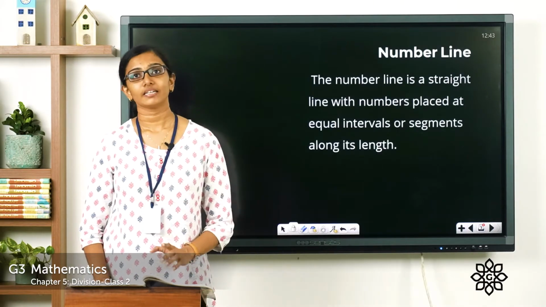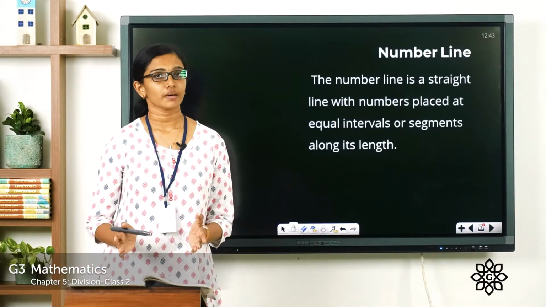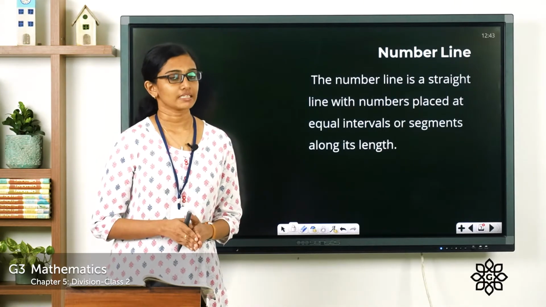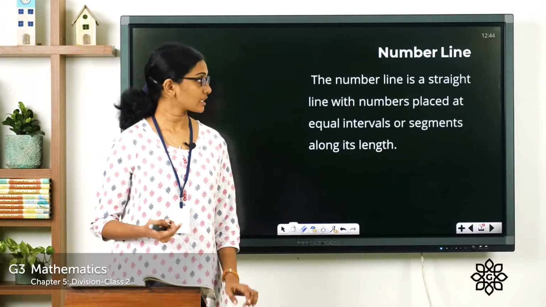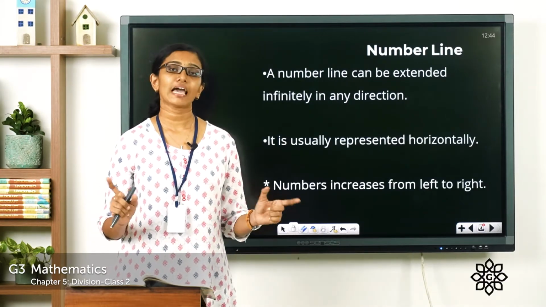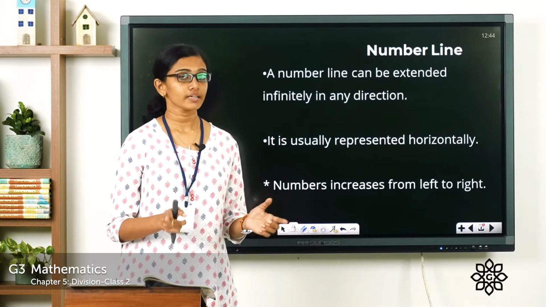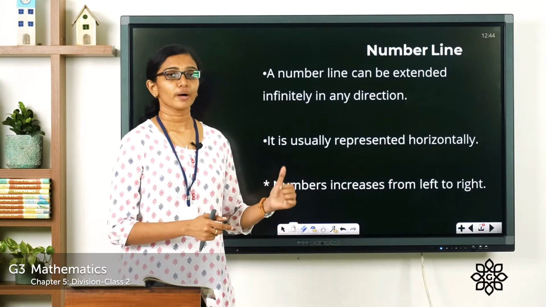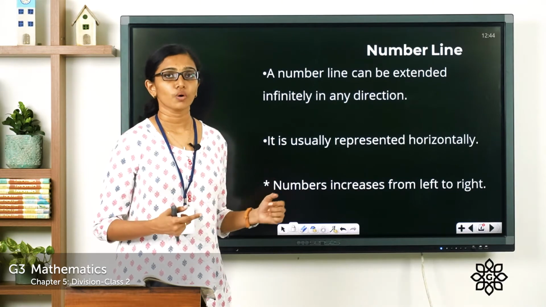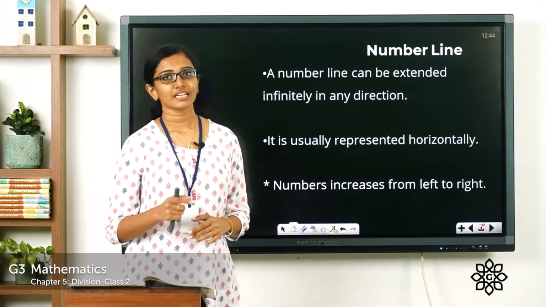A number line is a straight line where all the numbers are marked at equal intervals or equal spaces. Usually it's represented horizontally and it can indefinitely extend in any direction. And on a number line, as you go from left to right, the numbers increase, and when you go from right to left, the numbers decrease.